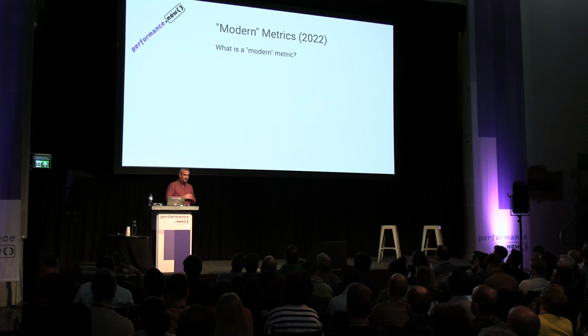Okay. So, modern metrics in the year 2022. What is a modern metric? We have Core Web Vitals, CWV. We have LCP, largest contentful paint. We have CLS, cumulative layout shift. We have FID, first input delay. We have INP. We have OMG. BBQ, what is up with all these metrics? By the way, if anybody comes up with a metric called BBQ, that would be awesome.